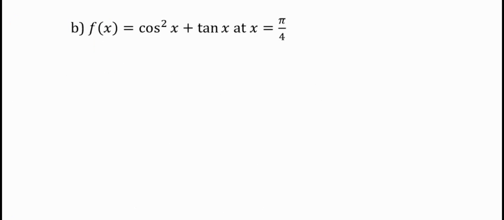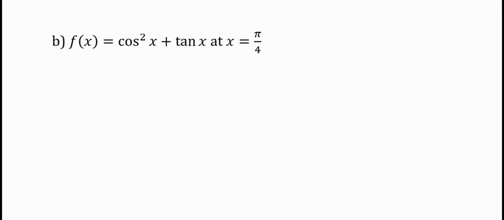Okay, I want you to try this one, get it started on your own at least. It's the same idea, it's the same question from above, which was find the equation of each described tangent line. So we're finding the equation of this when x equals pi over 4. So cos squared x plus tan x.